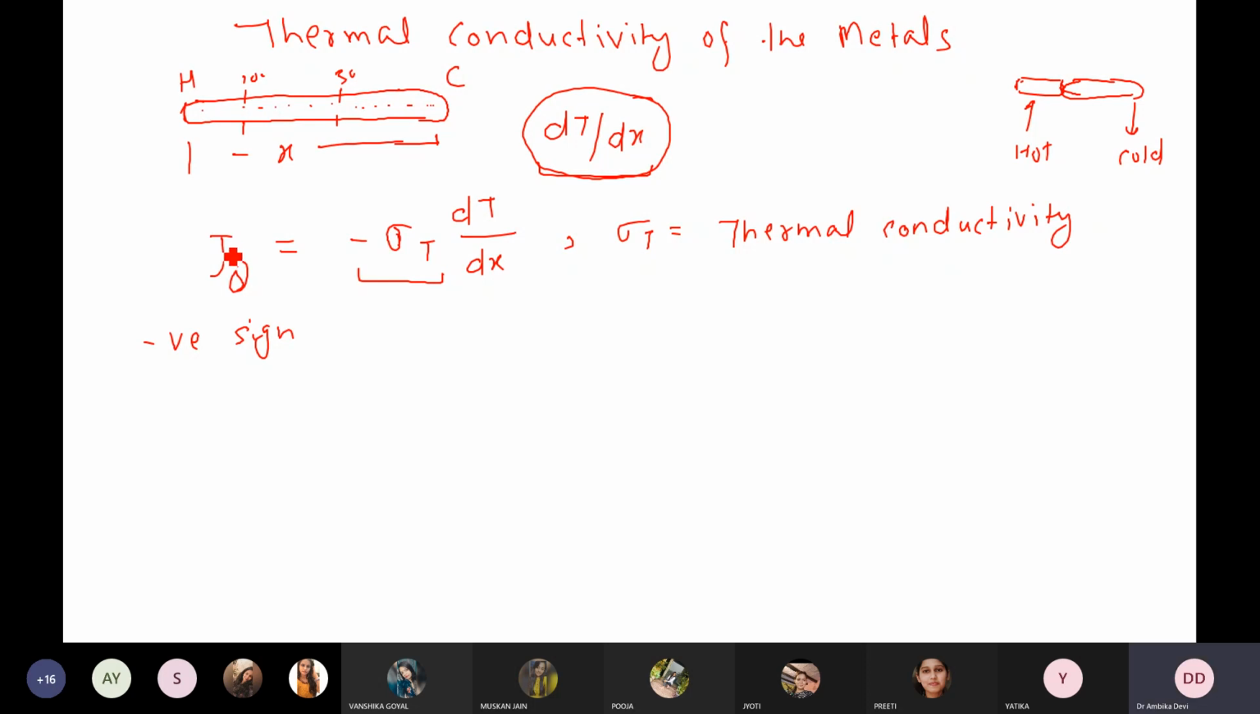Okay, so the unit of, yeah, this is very important. The unit of thermal conductivity sigma_T is watt per meter per Kelvin.